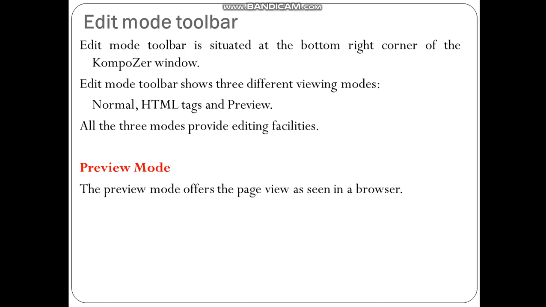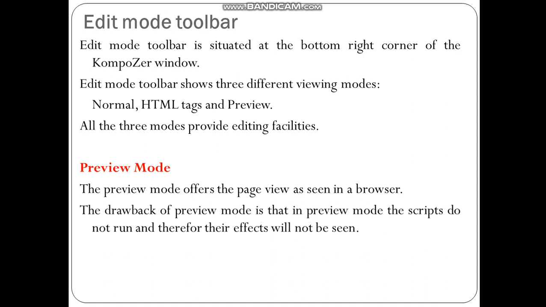It means you can create your web page in all these options. Preview mode. The preview mode offers the page view as seen in a browser. So the way you watch your web page in a browser, the same way it will show you in preview mode. But there are some drawbacks. The drawback of preview mode is that the scripts do not run, and therefore their effects will not be seen. So scripts like JavaScript and VBScript don't show their output in preview mode. For that you have to open a browser, and there you have to open your file. The links also do not operate in preview mode. So whatever HTML link you have created, it will not operate in preview mode.